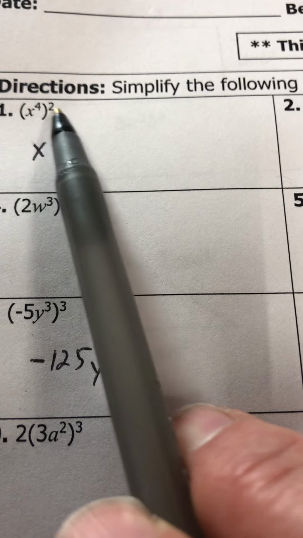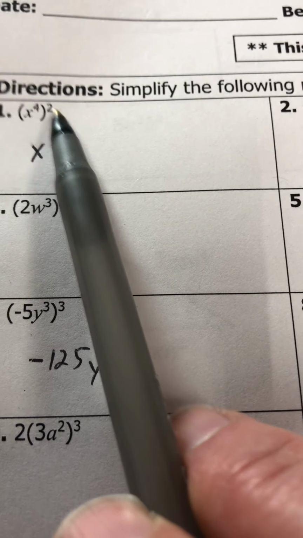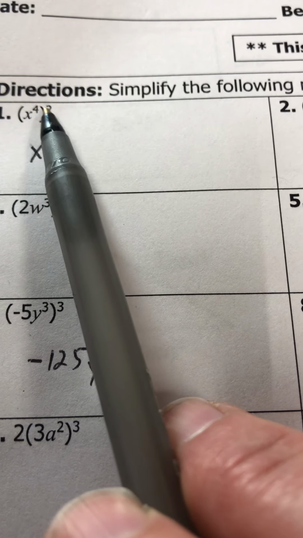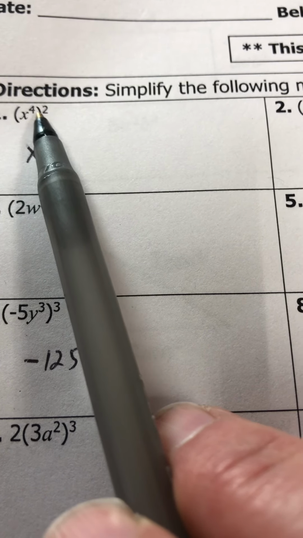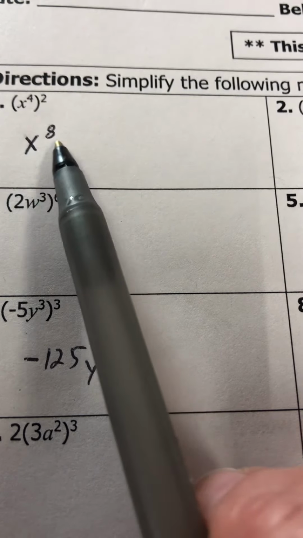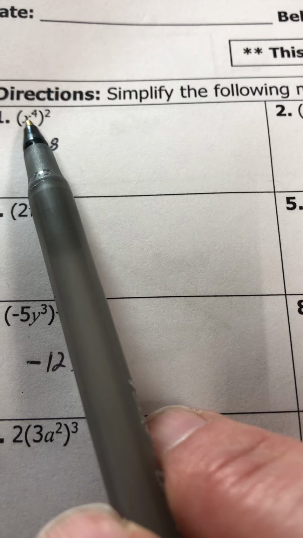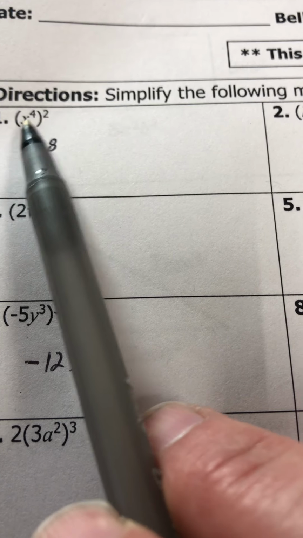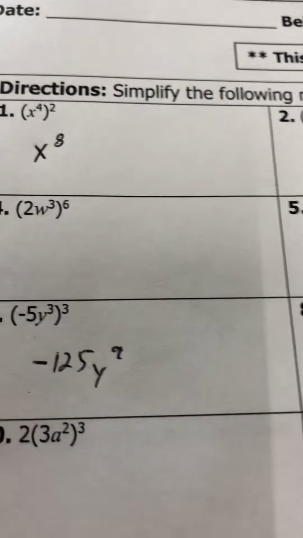When we're raising a power to a power, okay, so the power of 4 is raised to a power of 2. We multiply those exponents to create our new exponent. So here we have just 4 times 2, which would be 8. So x is just raised to the 8th power.